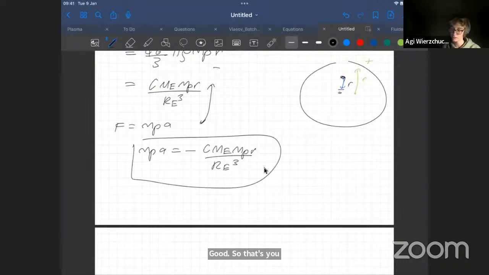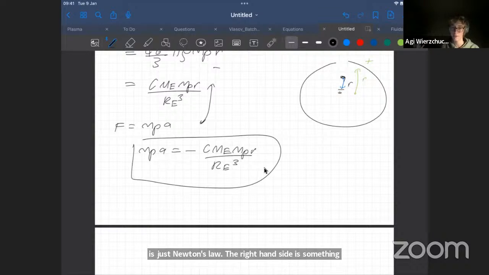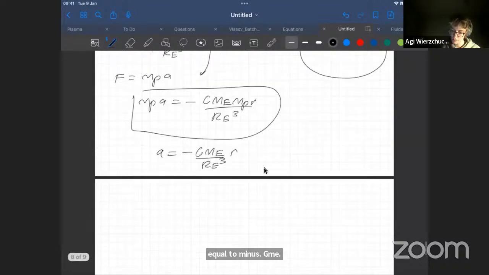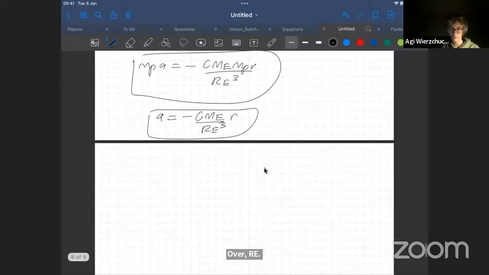the left-hand side is just Newton's law. The right-hand side is something that you have to know Gauss's theorem to derive. And the minus comes from the fact that my force is going to be acting towards the Earth, but I've defined my coordinate to be away from the Earth. And now I can just divide by MP, and I get that a is equal to minus GME over RE cubed times r.